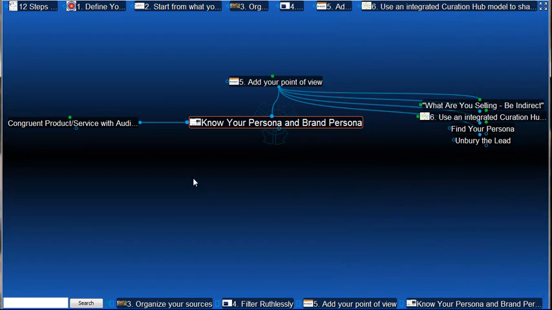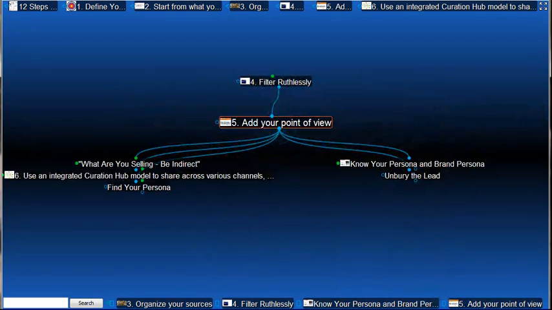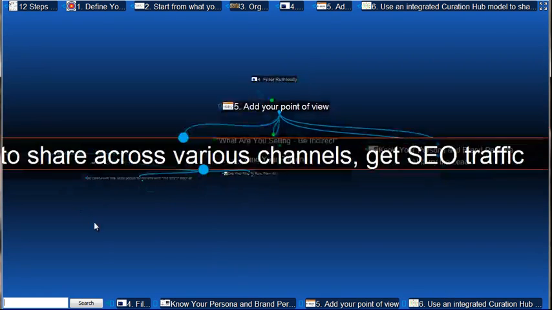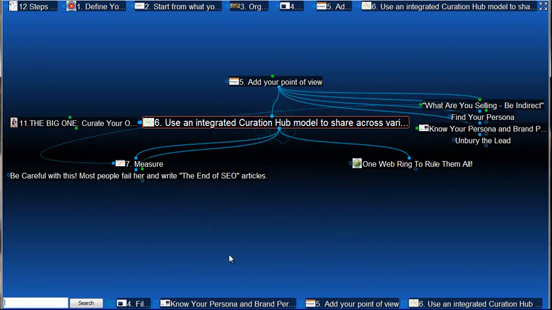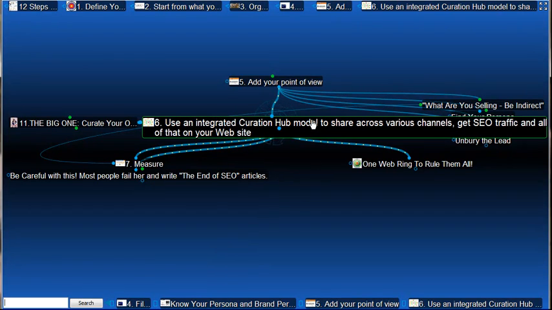Okay, so let's go back and look at where we were here. Find your persona. What are you selling? Again, this can be linked to every step. Number 6 of Scoop.it's article is: use an integrated curation hub model to share across channels, get SEO traffic, all of that to your website.